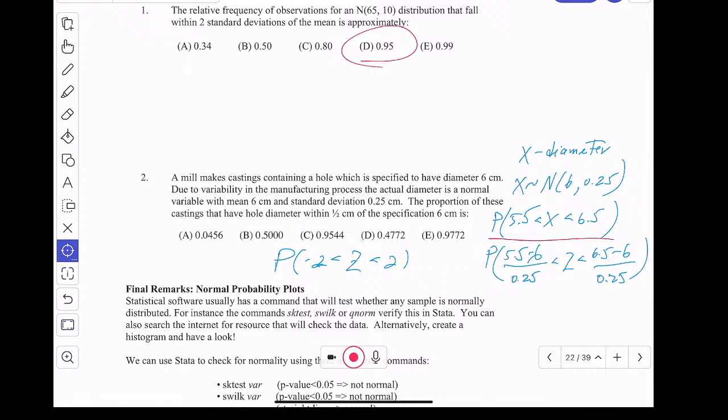So you guys are good. You guys are on track. So it's a matter of interpreting what this said. The proportion of these castings that have hole diameter within 1/2 centimeter of specification 6. So that's within 1/2 of 6. Within is the plus or minus for people who are not aware.